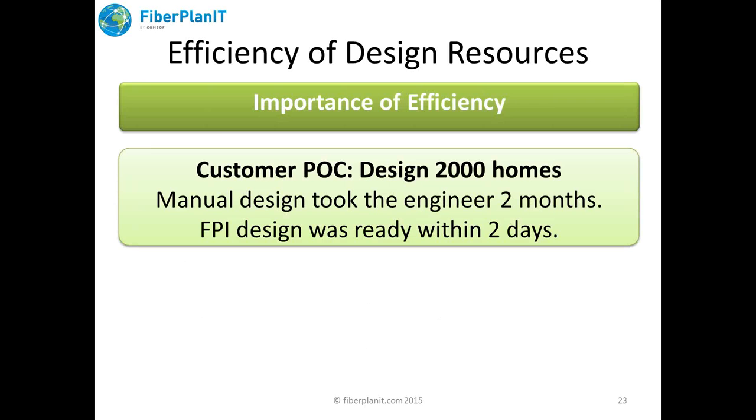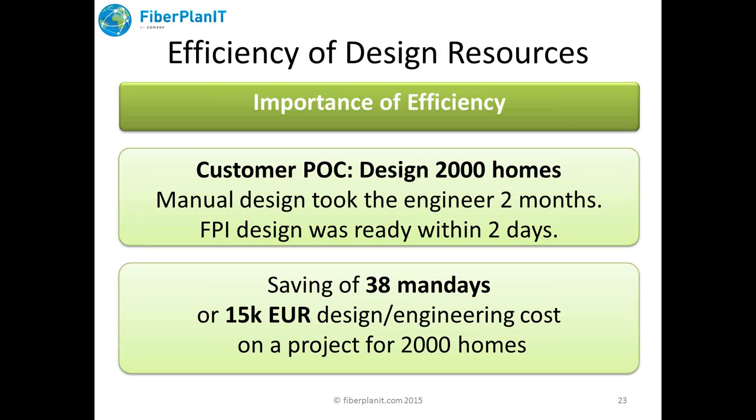So just to summarize that and quantify that with another real customer experience. There was this customer who designed an area of 2,000 homes manually in 2 man-months. With FiberPlanIT, he was actually able to create such a plan for that same area during the training sessions within 2 days. So he actually could save 38 man-days on such an area of 2,000 homes, which in his case was an equivalent of about 15,000 euro only in terms of his engineering manpower costs.